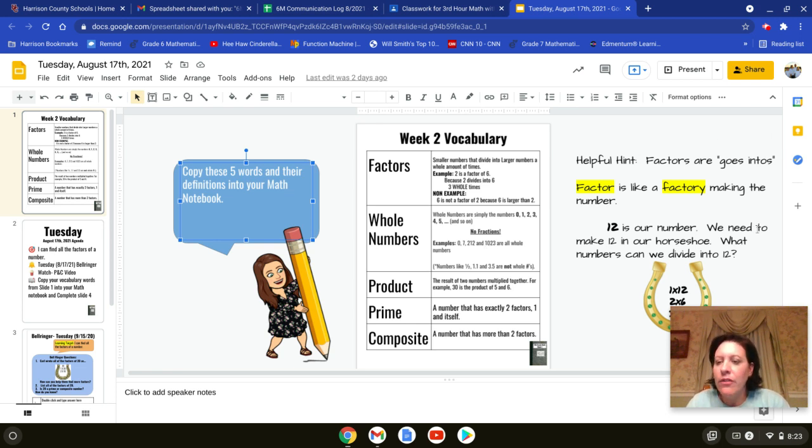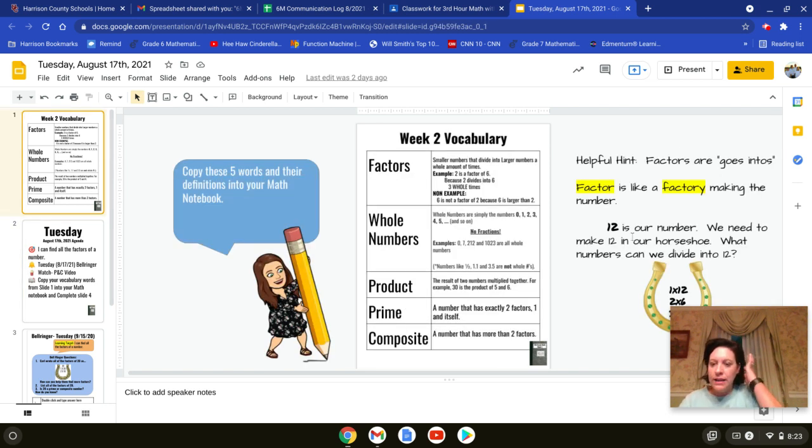This helpful hint over here is just that, a helpful hint. You don't have to copy that in your notebook. You can if you'd like. It says, helpful hint, factors are gazintus. Now, I'm not sneezing. It sounds like German or something. But factors are the small number that goes into the large number. Factor is like a factory, like making a number. We're going to make 12.